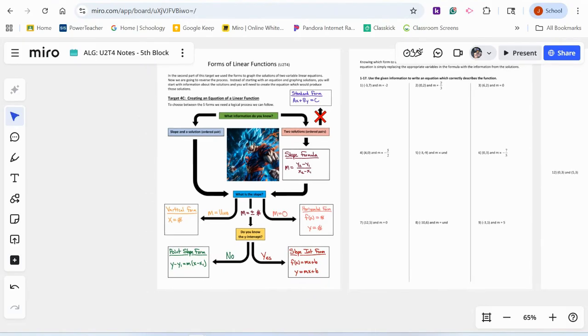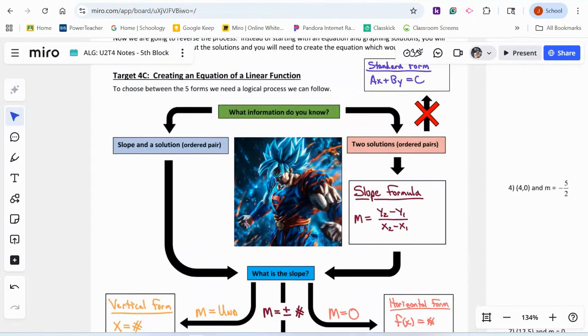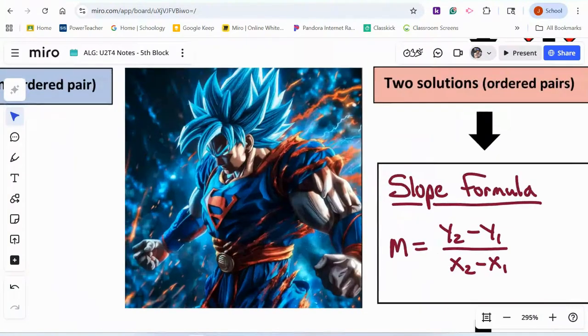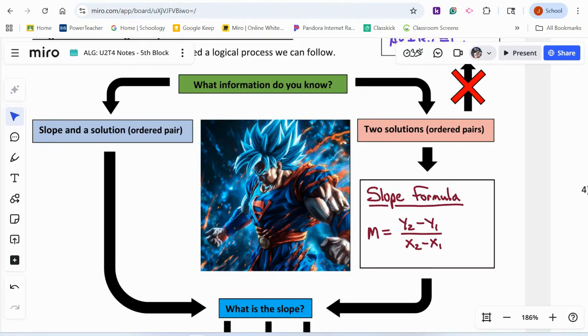And what I've created here is a flow chart. You can see there is Super Saiyan Goku in Super Saiyan Blue there. That doesn't really have anything to do with the math. I just had a big empty space in the flow chart and thought that was a pretty cool picture. So you can enjoy that if you're an anime fan.